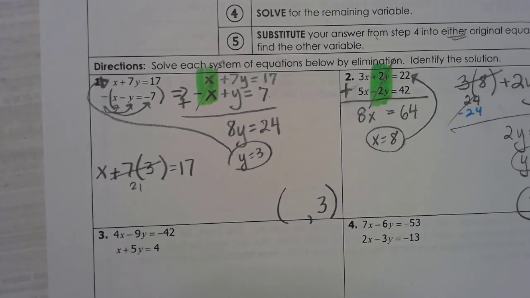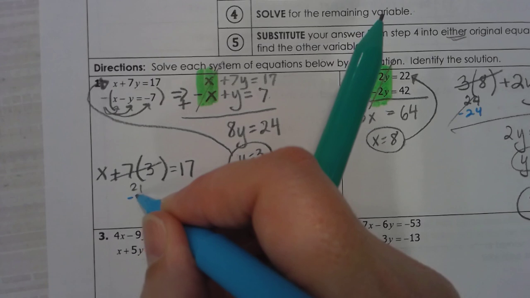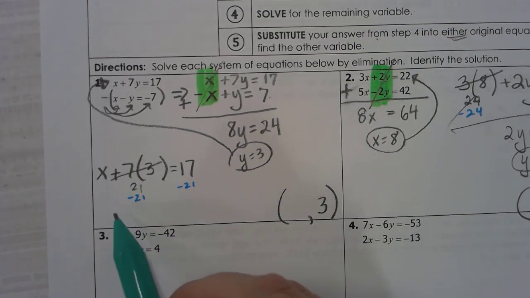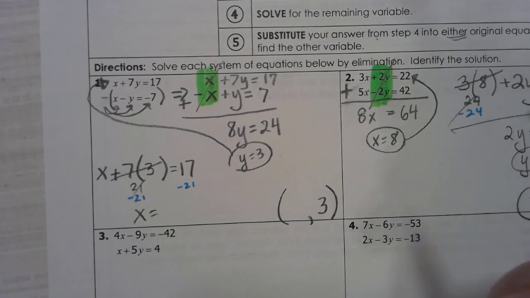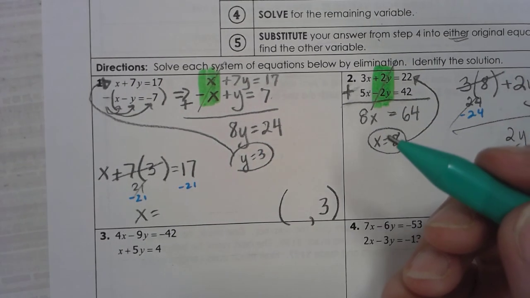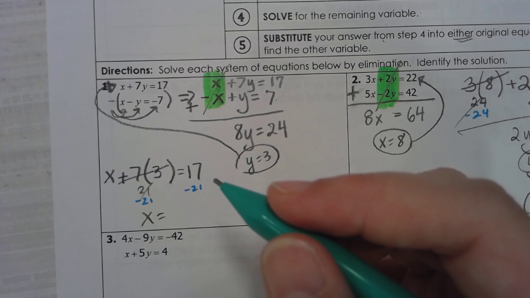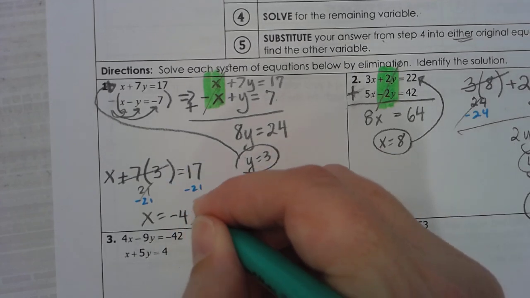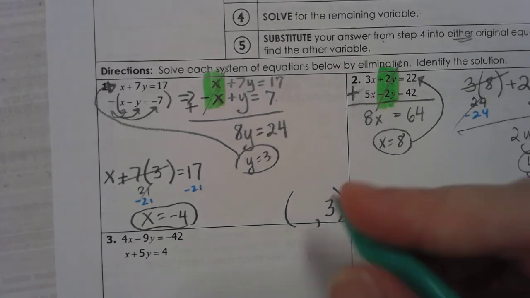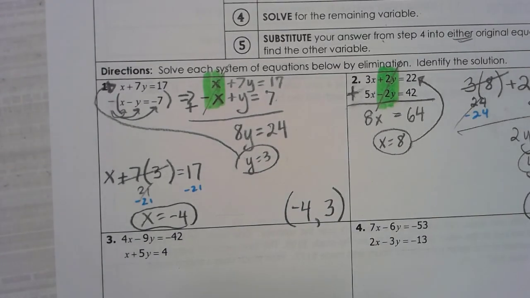How are we going to get rid of that 21? Subtract it. So x equals 17, take away 21. Negative 4. And then we stick the negative 4 there. And we're done. Okay?